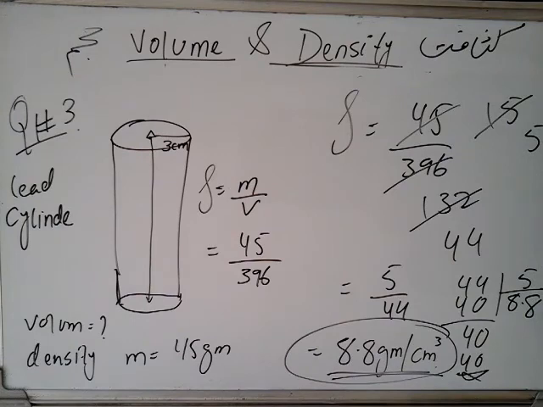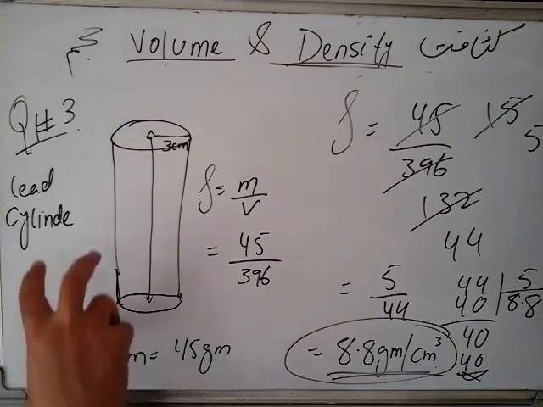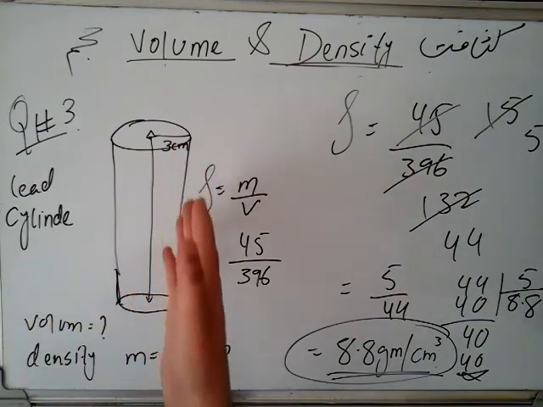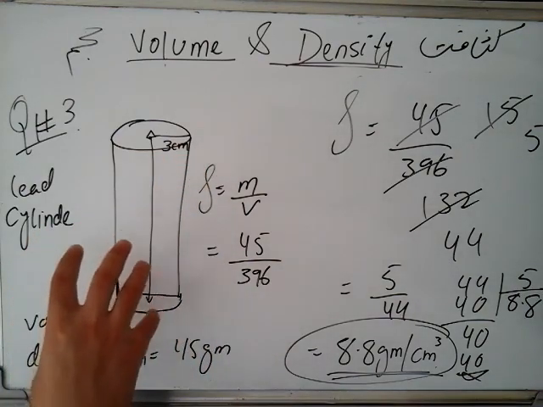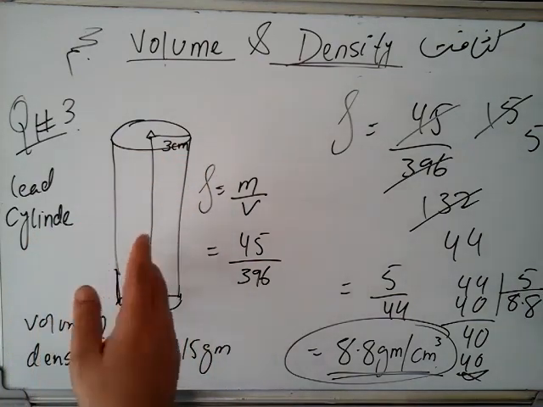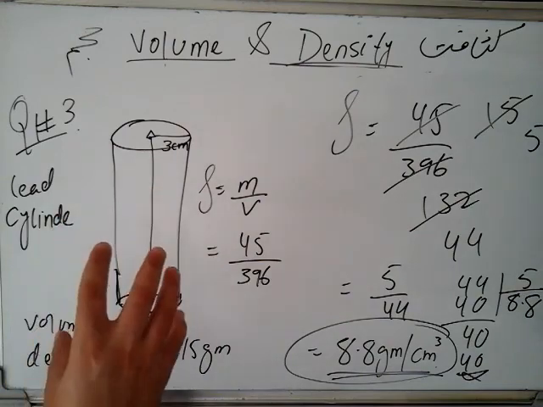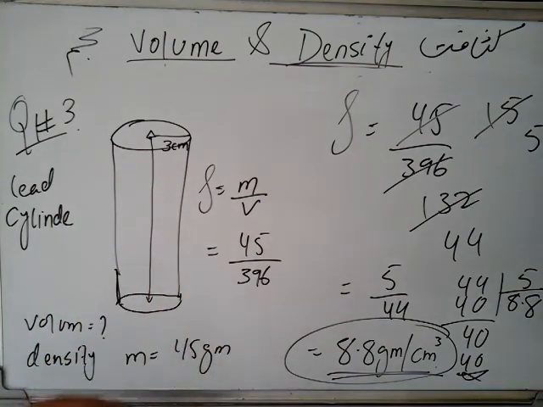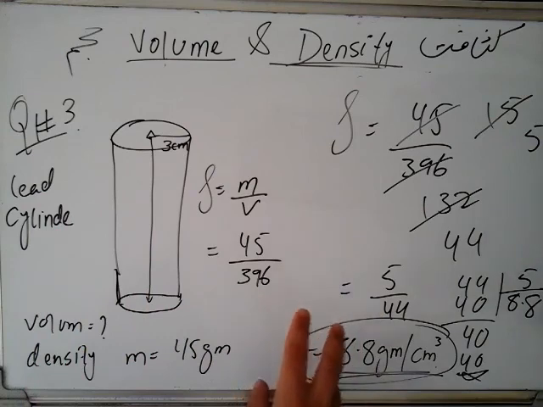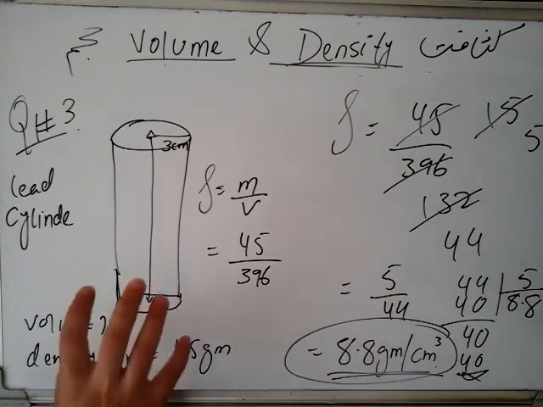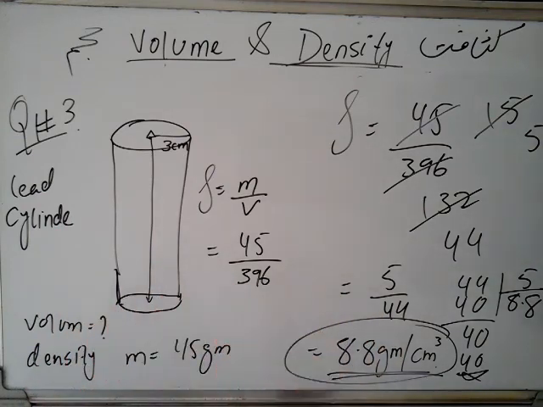So such questions can also come in your exams. So you have to be attentive that if the radius is given for the shape, specifically circular or spherical shapes, you need to keep in mind the formula of it, and then you find the volume, and then after that density.